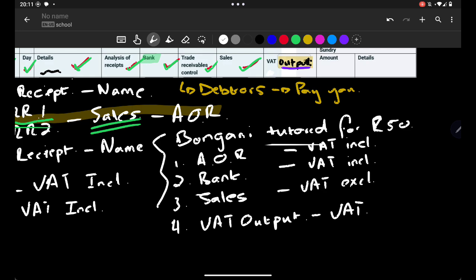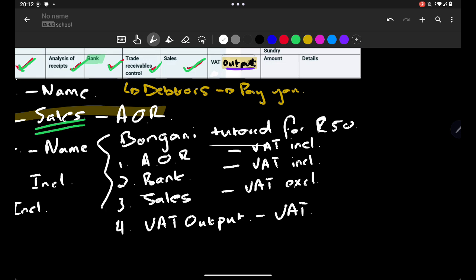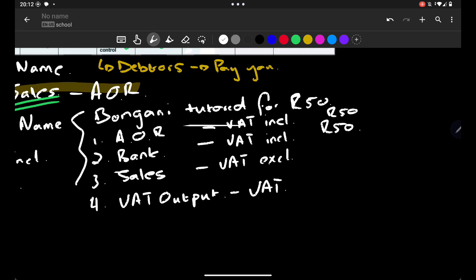So how does this look in a practical way? It's going to be bank 50 rand, right? Analysis of receipts is also going to be 50 rand. Okay, let's skip sales for a second. VAT output: we are going to say 50 rand multiplied by, remember the 50 rand is the VAT inclusive amount, 15 over 115. Don't know where this equation is coming from? I urge you again, go back to the previous video. I show you how to calculate and how this works.